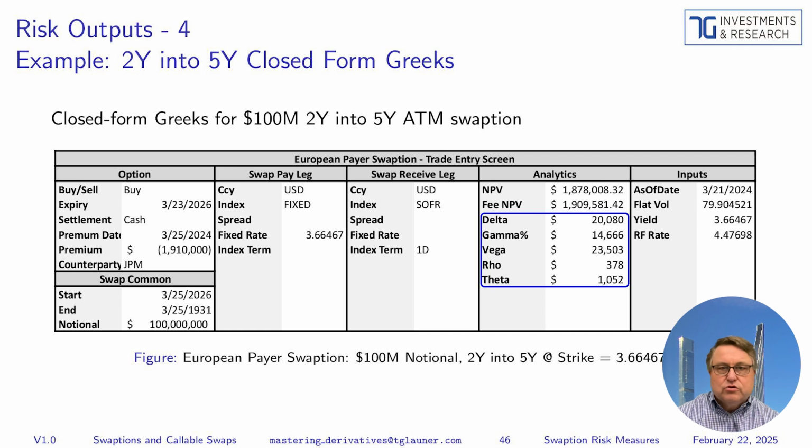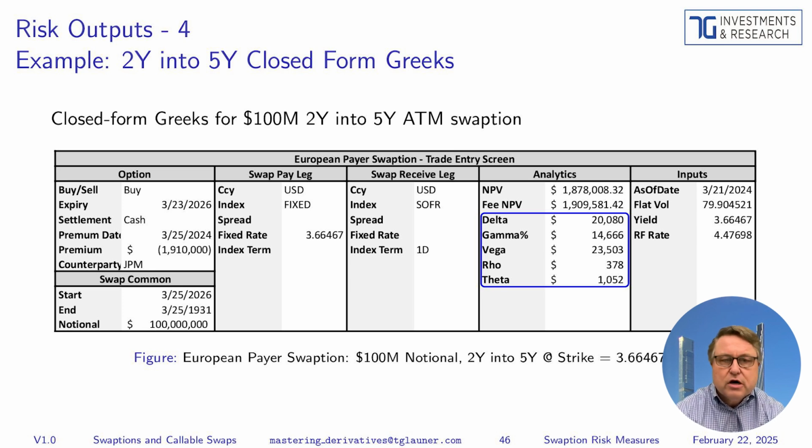For practical illustration, let us go back to our Swaptions screen. The blue box lists the closed form Greeks for our at-the-money 100 million 2-5-year European payer swaption. The forward swap rate for a SOFR versus fixed rate on March 21st, 2024 was 3.66467%, which equals the strike of the trade. Delta is around $20,000, which means that when rates go up by 1 basis point, the value of the trade increases by about 20,000.